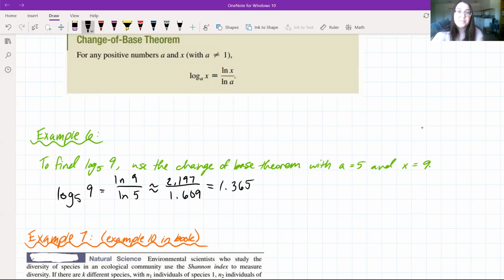Now, I strongly encourage you to pause the video for a quick second and go to a calculator and calculate what log base 5 of 9 actually is. All right, and if you have done that, we'll see that the actual value of log base 5 of 9 is about 1.365. So now we see that our change of base theorem is accurate because it will give us the same value, or about the same value.